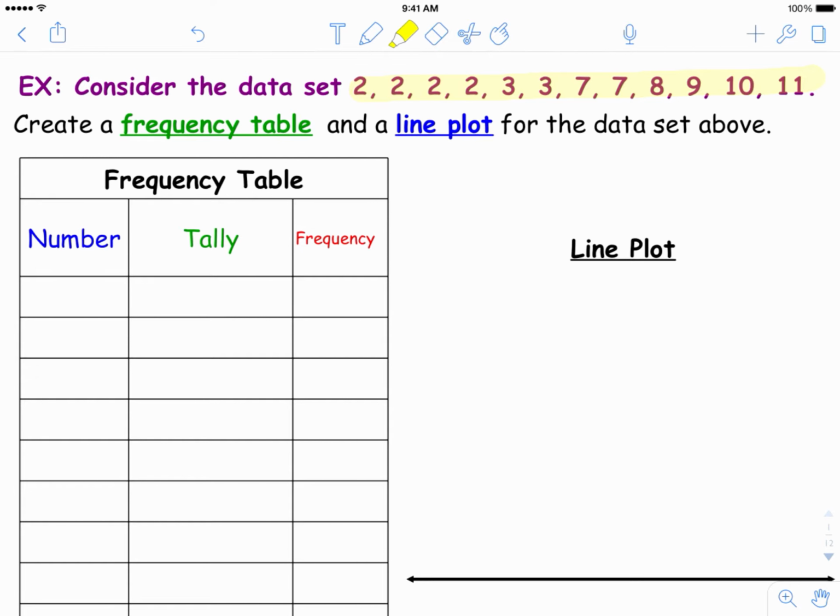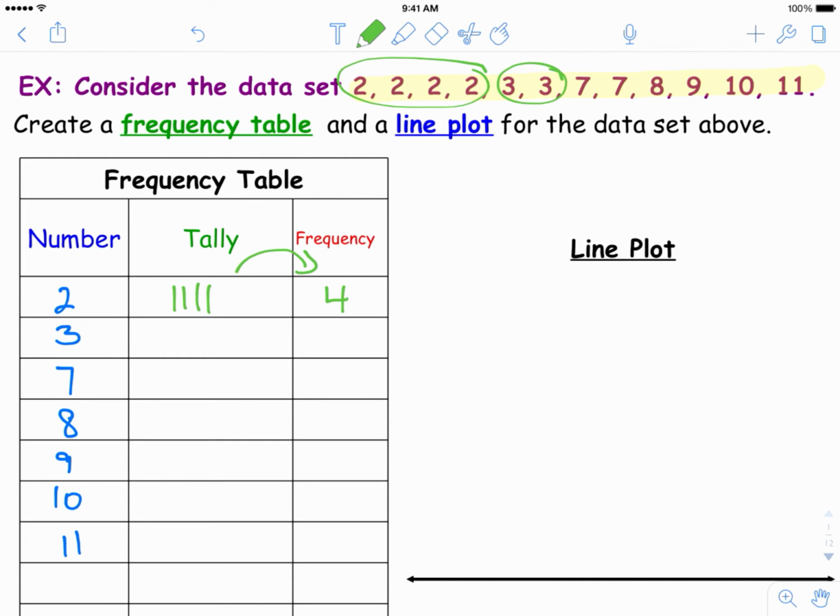In order to put that into a frequency table, we first need to identify the different numbers in the data, which are 2, 3, 7, 8, 9, 10, and 11. Then we need to count how many times each number repeats. For 2, there are 4 of them, so we need to make 4 tally marks under the tally column, which also translates to the numerical 4 on the frequency column.